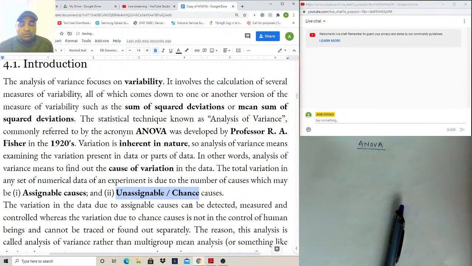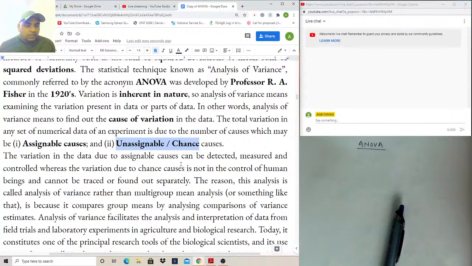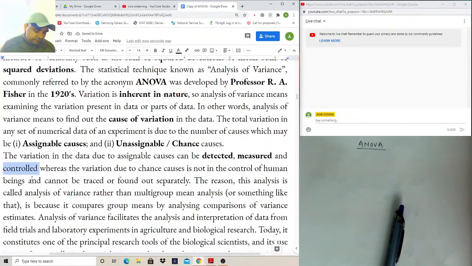Those you cannot identify, so why this variation is there. The variation in data due to assignable causes can be detected. If it is assignable, it can be detected, it can be measured, and it can be controlled.